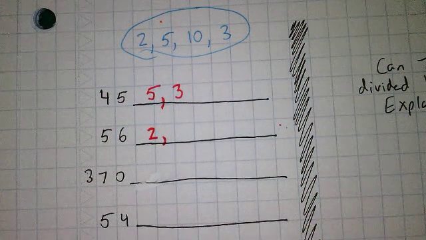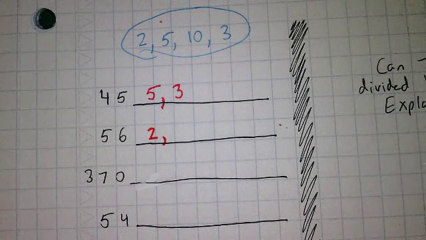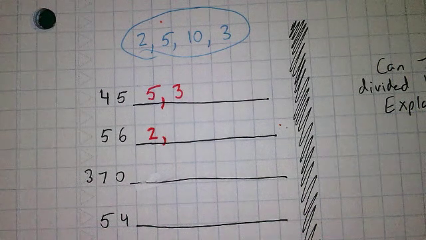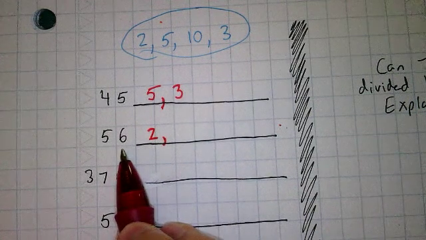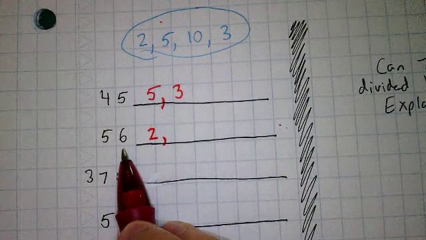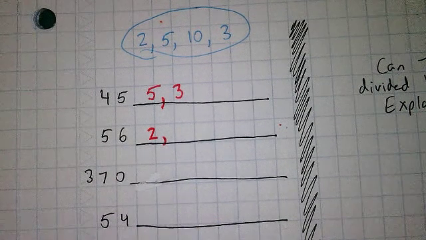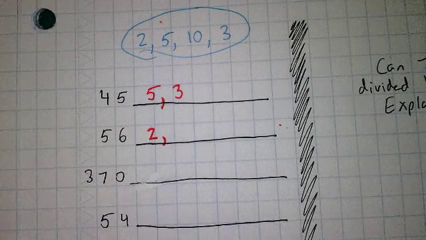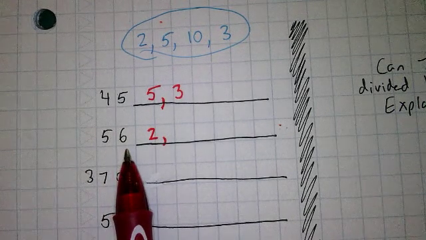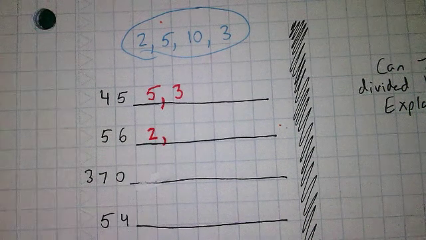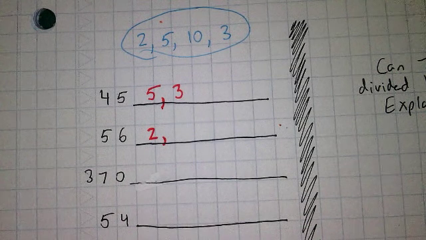Next, we can try a 5. A number is divisible by 5 if its ones digit is 0 or 5. Does 56 have a ones digit of 0 or 5? No. So is it divisible by 5? No. What about 10? A number is divisible by 10 if its ones digit is 0. Is 56's ones digit 0? So is it divisible by 10? No. The last one to check is 3. This is the trickiest one. But we actually already did this one, didn't we? Yep.